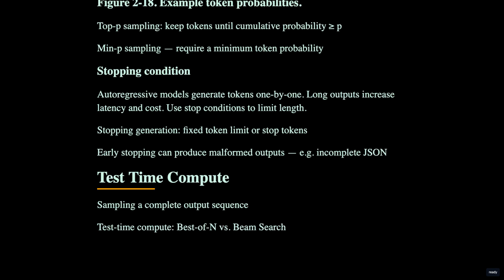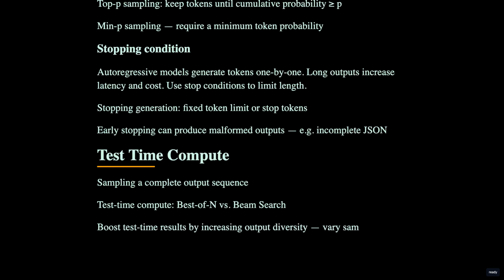One easy way to improve response quality is test time compute. Generate multiple outputs for a single query and pick the best. That's the best-of-N approach. A more strategic option is beam search, which keeps a small beam of the most promising partial sequences at each step so you get fewer low-quality candidates and often stronger final responses.